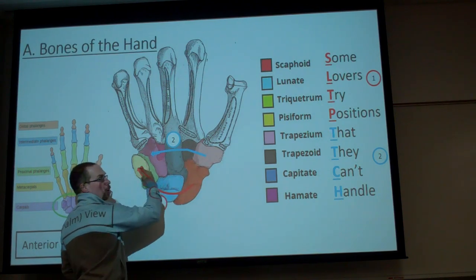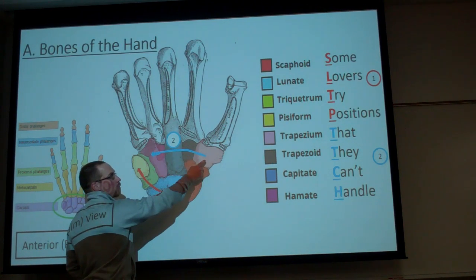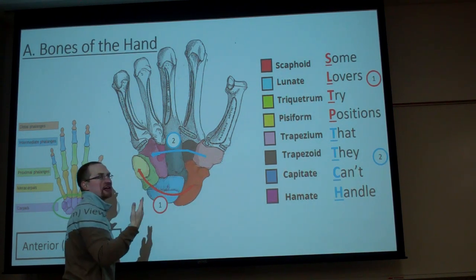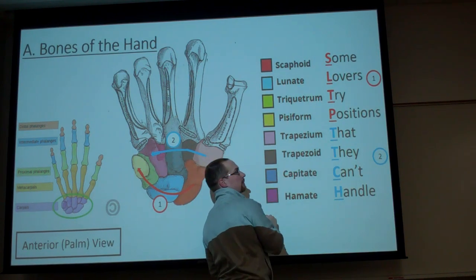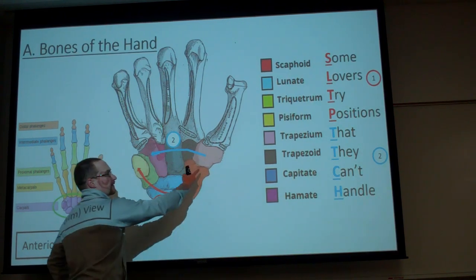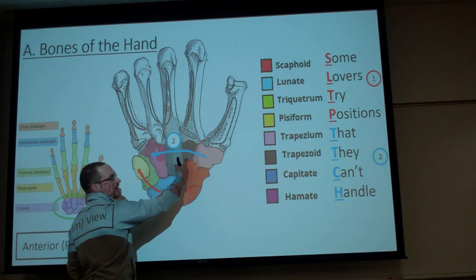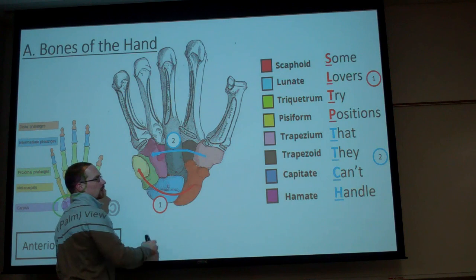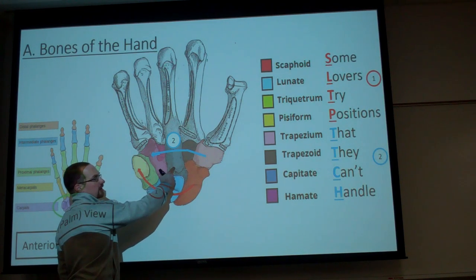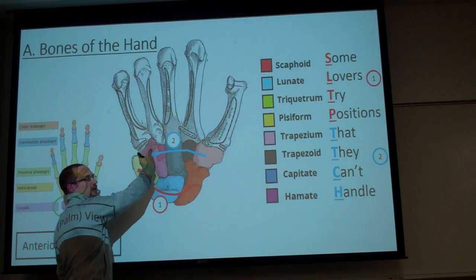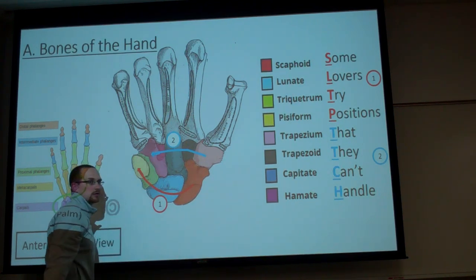Going back to the top row, left to right, we've got trapezium and trapezoid. The way I like to remember it is that trapezium in the alphabet comes before trapezoid. I comes before O, so trapezium comes first in this row, then trapezoid. And then we've got the capitate bone. And lastly, hamate. You'll notice the hamate bone has a little handle on it. Hamate handle.